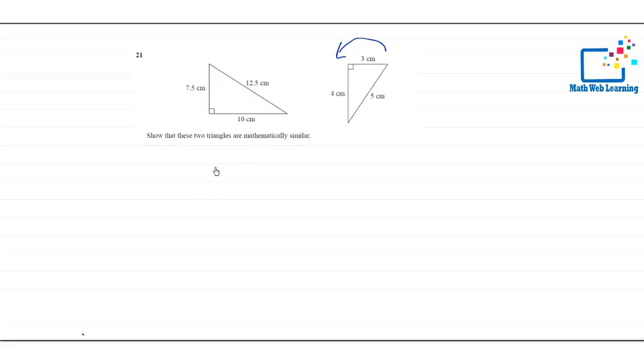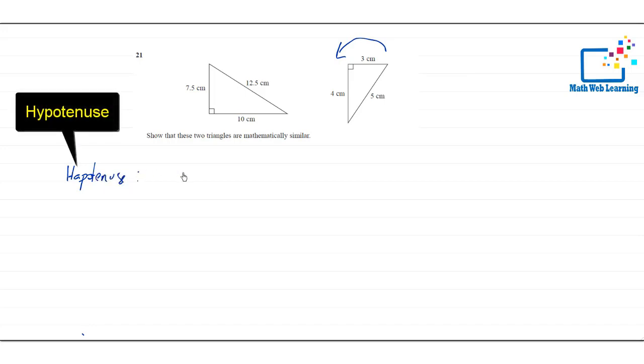Question 21, we have to show that these two triangles are mathematically similar. In order for us to do that, we need to show the corresponding sides have the same scale factor. So let's do first the hypotenuse, this one and this one. We do the big 12.5 divided by 5, and that gives you a scale factor 2.5.